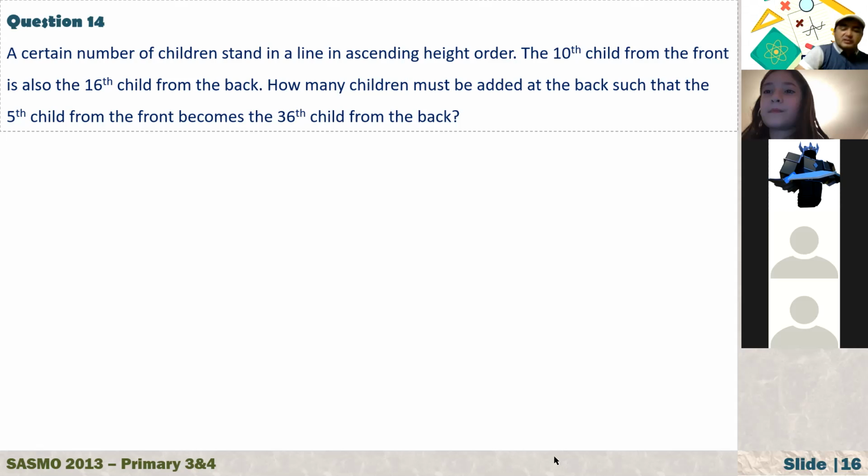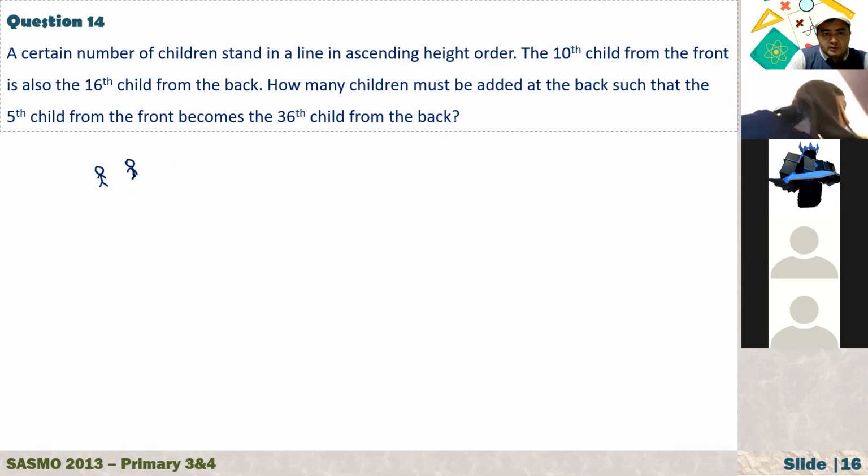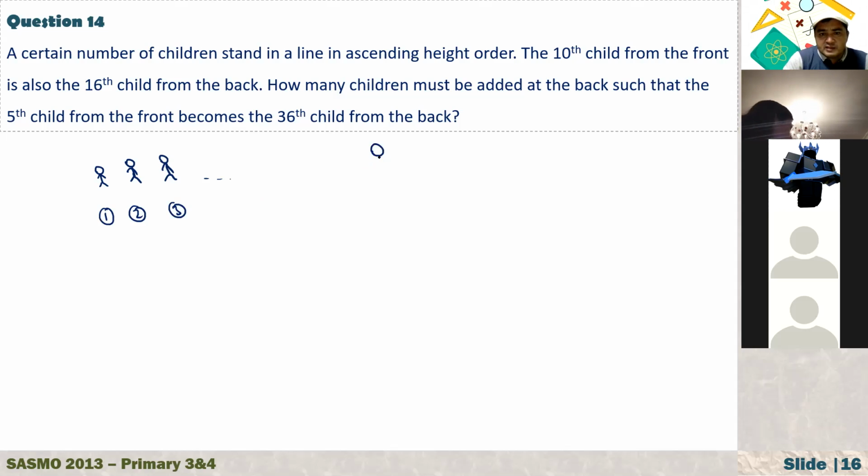Okay, first, let's answer the first part of the question. The first part says that the 10th child from the front is also the 16th child from the back. Now, suppose that I'm just writing here, the first child is here, the shortest one. And here we have a bit taller one, the second one. And here we have the taller one, right? And continue. So this is the first guy, and this is the second guy. And third guy, continue. And here we have the last guy.